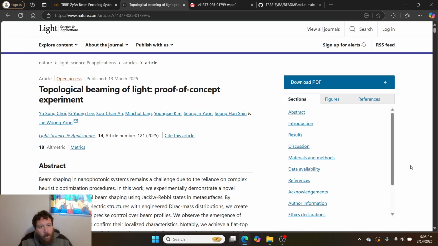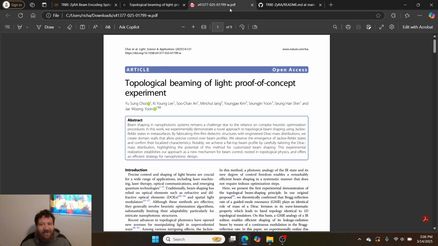Hi, everybody. So I want to start off with this research paper, because this research paper is what gave me the impetus to build this out. It's called Topological Beaming of Light, Proof of Concept Experiment. Everything within this research paper is stuff I've already experimented with and already know, but it does something when you have validation behind what you're doing. I can't understate enough how big of an impact that is.